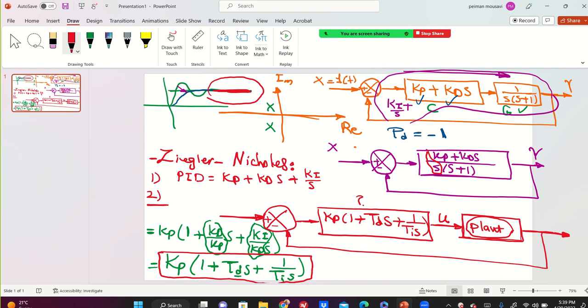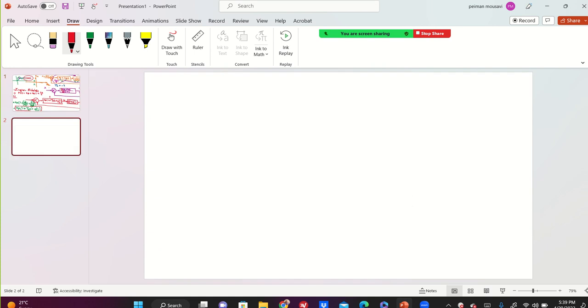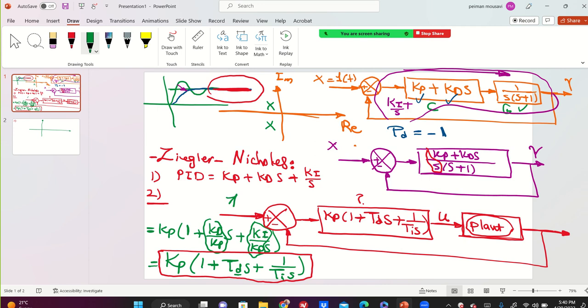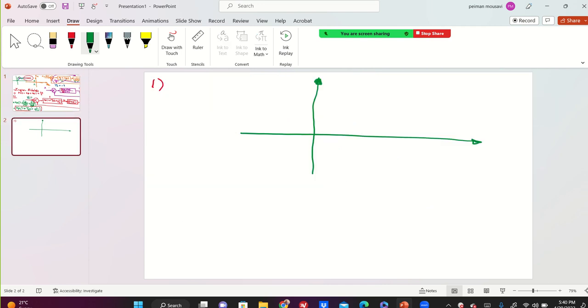Okay. So having this, the first method says, if you apply a unit step as the input to the system, the desirable input, if I apply this step input, here we go.